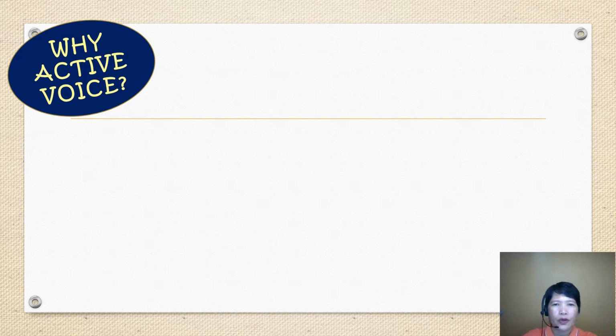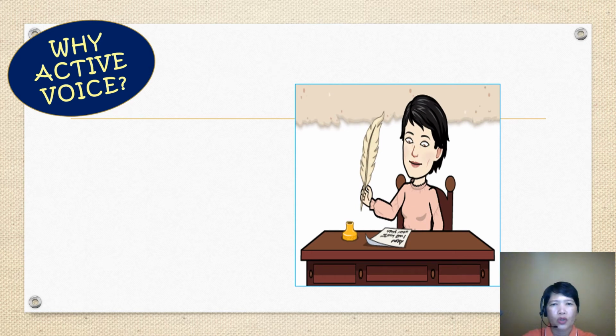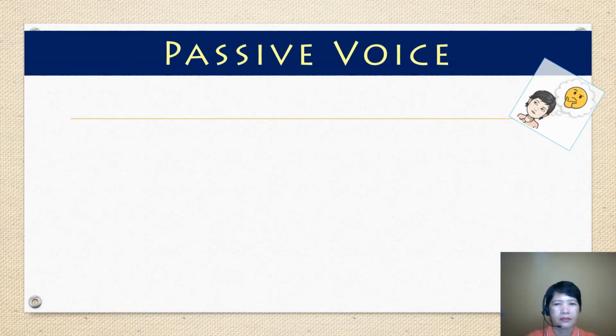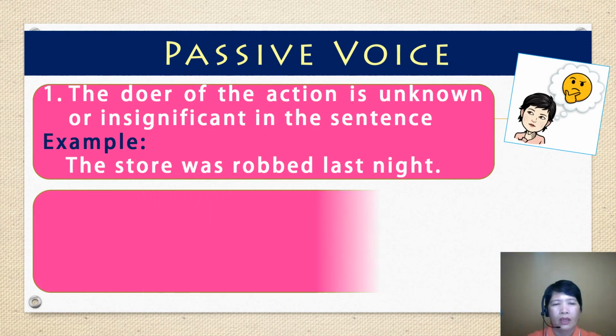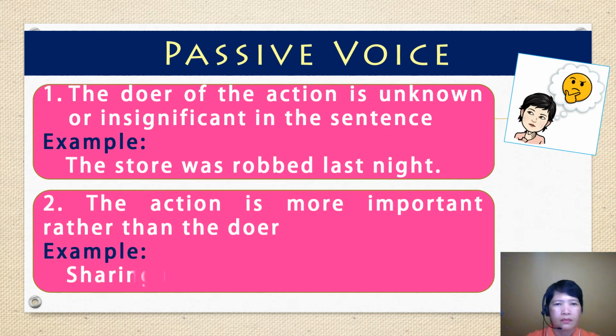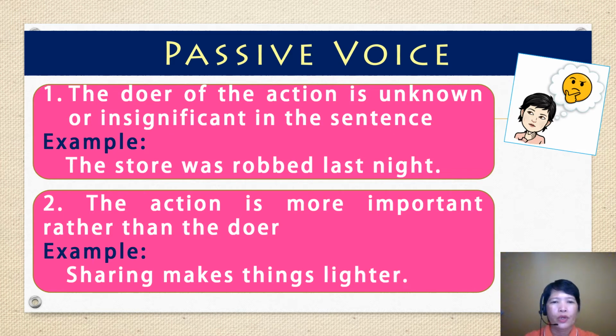Most writers prefer to use active voice because it gives more direct, stronger, and more concise sentences. On the other hand, there are cases where you need to resort to using the passive voice. Now, why is it important to learn the passive voice? Consider the following cases. First, the doer of the action is unknown or insignificant in the sentence.